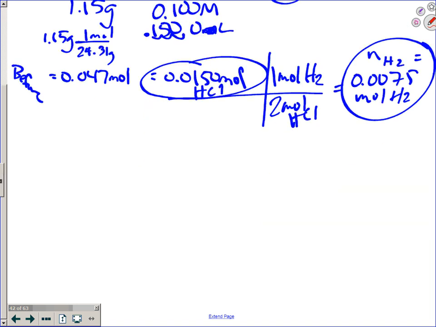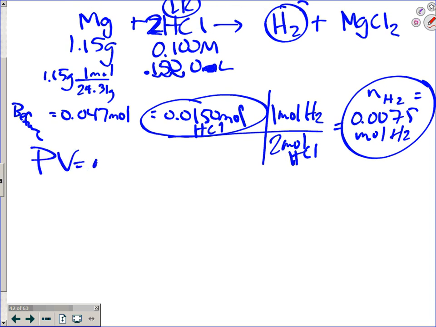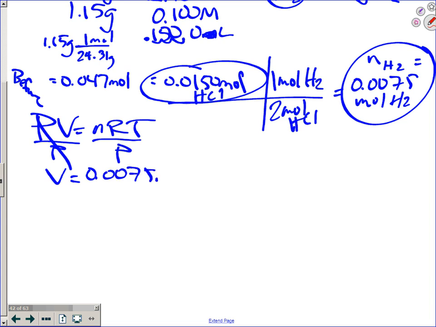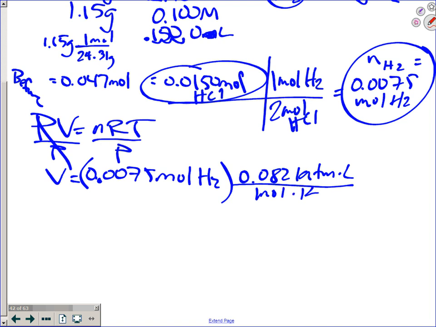I'm going to do this quickly here. We have PV equals nRT. Solving for V, I'm dividing by P. So V is equal to nRT over P. What's n? 0.0075 moles of hydrogen gas. What's R? Atmospheres, liters per moles. What's T? 298. It said 25 degrees Celsius, but you want to go to Kelvin, so it's 298 Kelvin. And we're going to divide that by what?